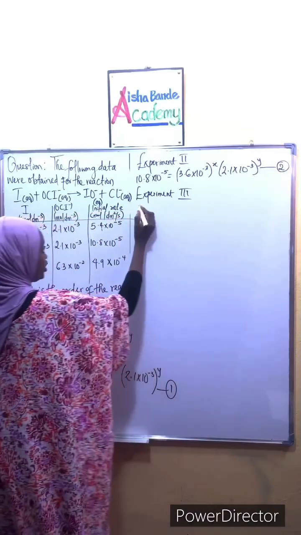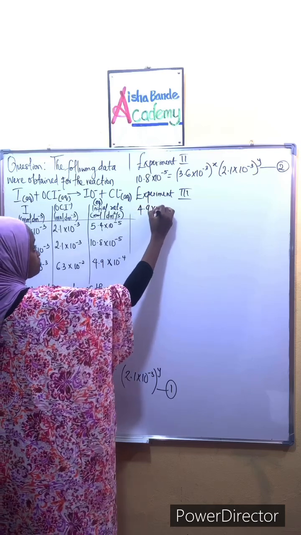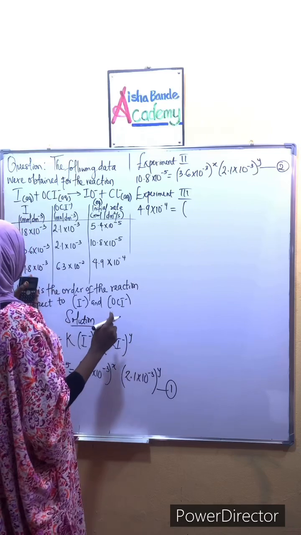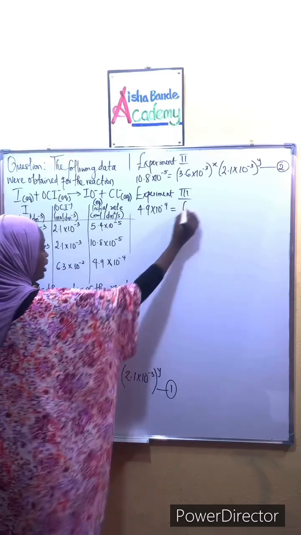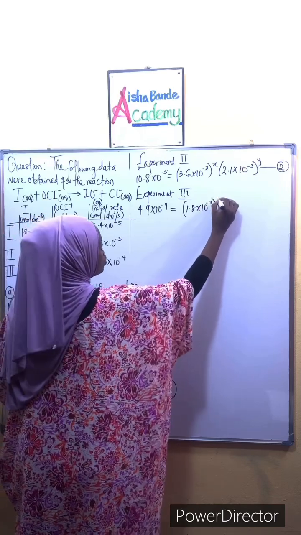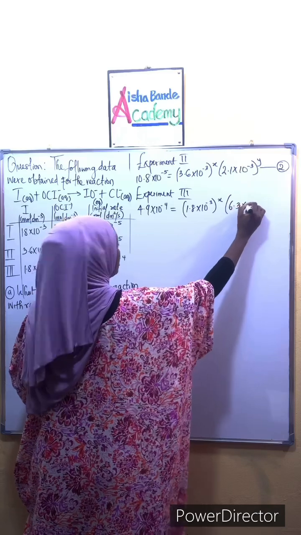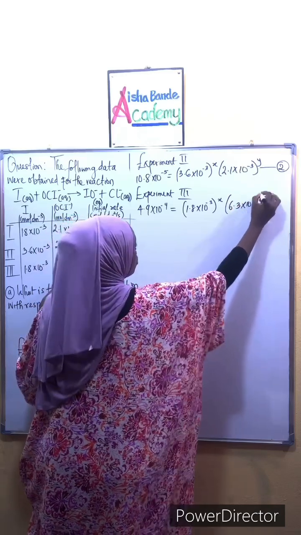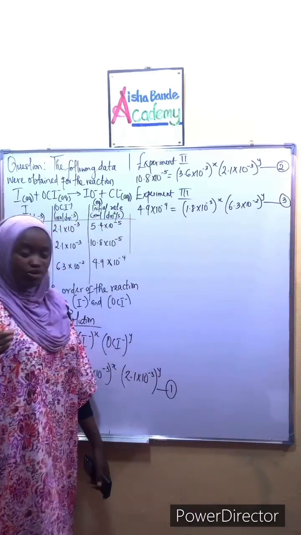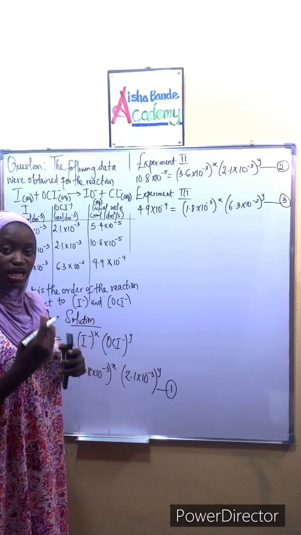For experiment 3, the rate is 4.9 times 10 to the power of minus 4, equal to the concentration of I⁻, which is 1.8 times 10 to the power of minus 3, raised to the power of x, multiplied by the other reactant, which is 6.3 times 10 to the power of minus 2, raised to the power of y. So this is our equation 3. From here we can see that we have our three equations. So now we can solve and get our answers.